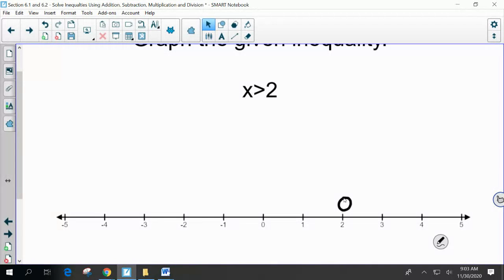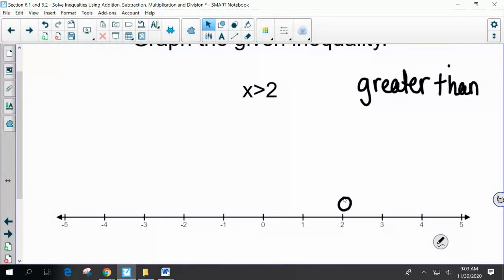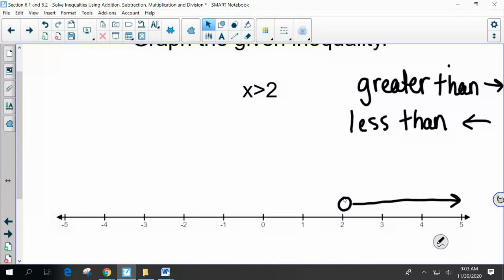I want you guys to write this off to the side. Greater than, you're going to go right. You're going to make your arrow go right. Less than, you're going to have your arrow going left. So since this is X is greater than 2, you're going to have your arrow going off to the right. That basically means that X can be any of these solutions bigger than 2, but it cannot be 2. Like it could be 2.1, but it can't be 2.